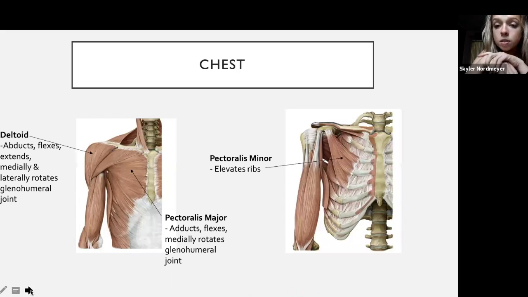These are some of the chest muscles. So we have the deltoid, which does abduction and also does flexion and extension, medial rotation of the glenohumeral joint. We also have the pectoralis major and minor. The minor lifts the ribs, elevating them, and the major does a lot of other things, just kind of like the deltoid, where it does adduction, so it pulls things down and flexes along with the medial rotation of the glenohumeral joint. So the deltoid and the pectoralis are kind of antagonists to each other. They do some things that are the exact same, but they also do things that are opposite of each other.